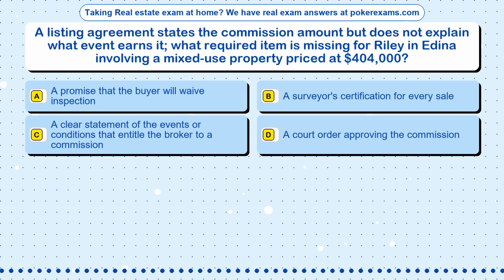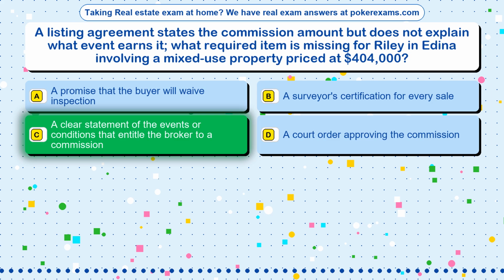Question 75. A listing agreement states the commission amount but does not explain what event earns it. What required item is missing for Riley and Edina involving a mixed-use property priced at $404,000? Option A. A promise that the buyer will waive inspection. Option B. A surveyor's certification for every sale. Option C. A clear statement of the events or conditions that entitle the broker to a commission. Option D. A court order approving the commission.